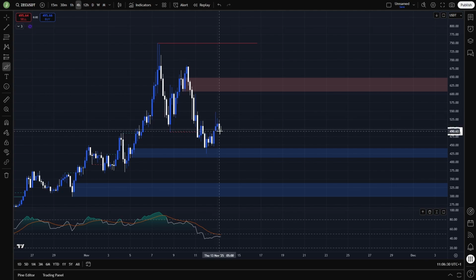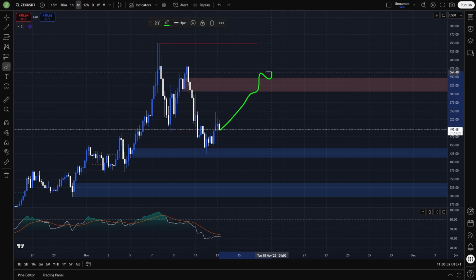The area where I would consider it will be valid in case of a breakout and then a support confirmation of this bearish order block.